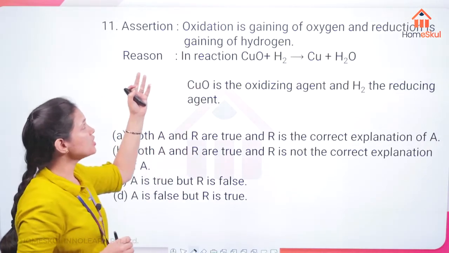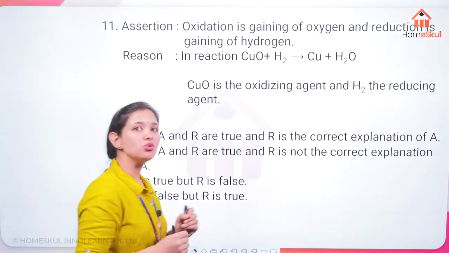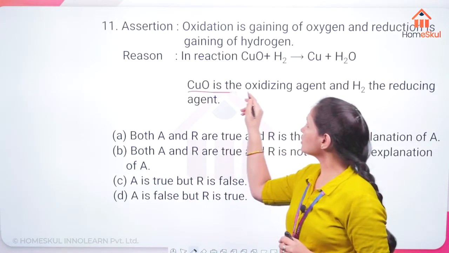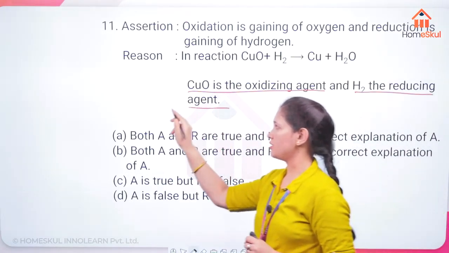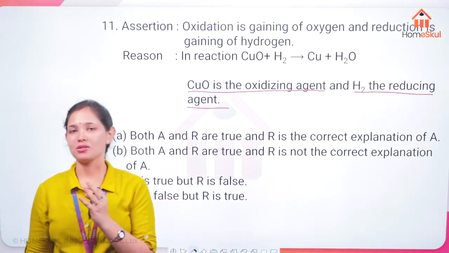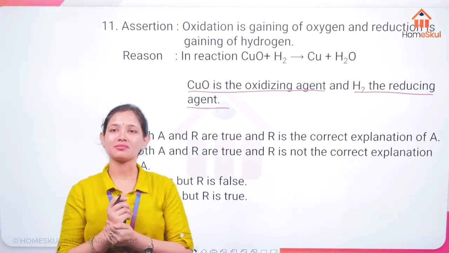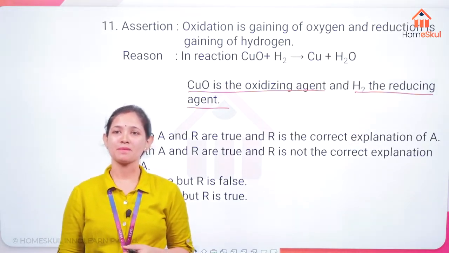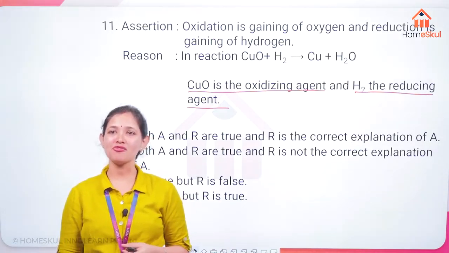Now comes the reason. In the reaction CuO plus H2 giving you Cu plus H2O, it is written that CuO is the oxidizing agent and H2 is the reducing agent. Now you tell me whether it is correct or not. Is it true or false, Mohammed? Some are saying true and some are saying false.